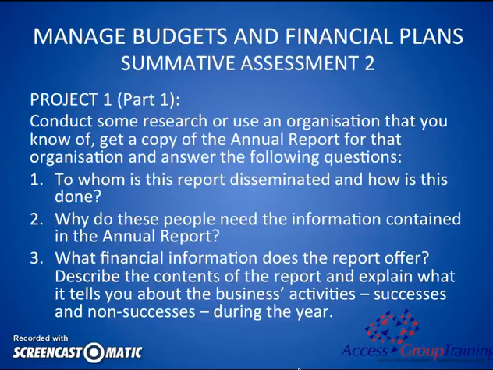For Project 1, there are two parts. Firstly, you're required to conduct some research or use an organisation that you know of, get a copy of the annual report for that organisation, and answer the following questions. To whom is this report disseminated and how is this done? Why do these people need the information contained in the annual report? What financial information does the report offer? Describe the contents of the report and explain what it tells you about the business's activities, successes and non-successes during the year.